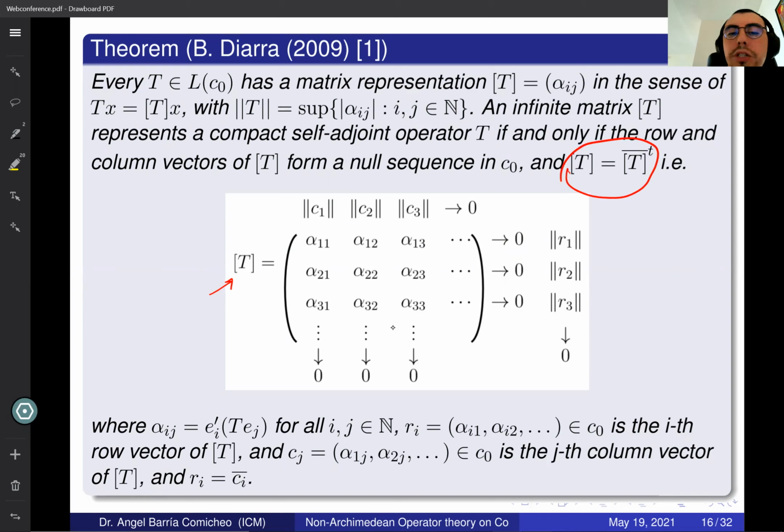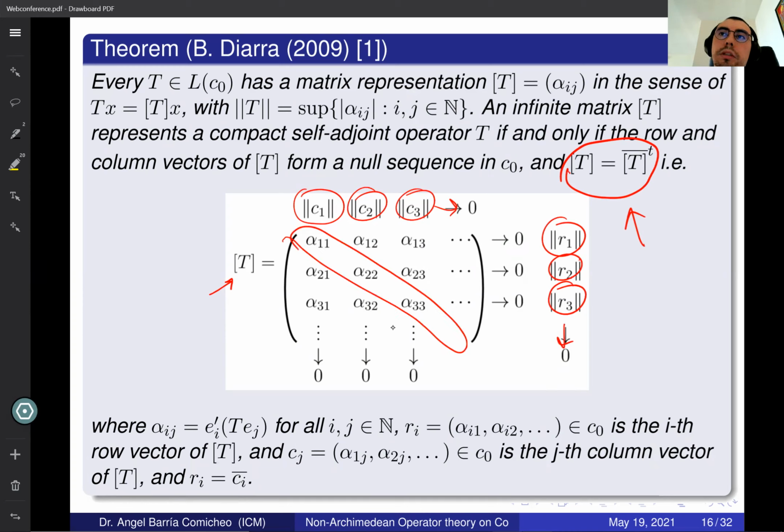Second of all, each row and each column are null sequences. And third of all, the norm of the column vectors approaches 0, and the norm of the row vectors approaches 0. And here, since this is a self-adjoint operator, a Hermitian matrix, it means that the row vectors are the conjugate of the column vectors. And that means that the diagonal doesn't have an imaginary part. All the diagonal entries are members of the Levi-Civita field, R-script, not C-script. Maybe the other entries are in C-script.